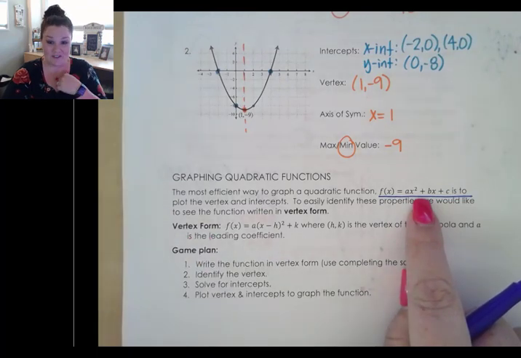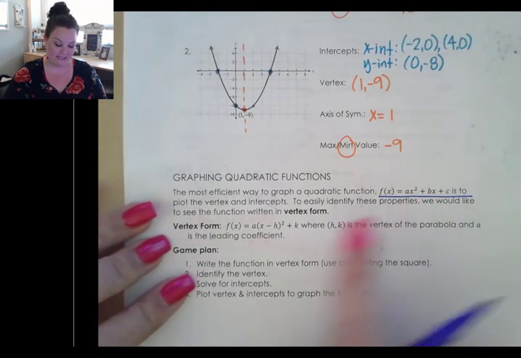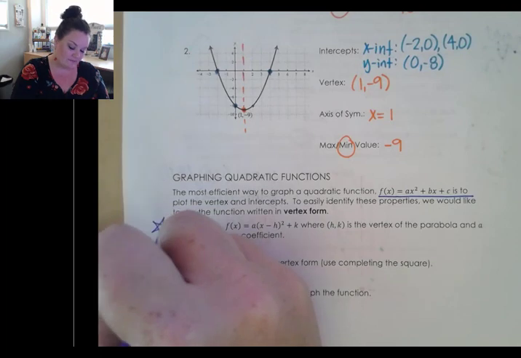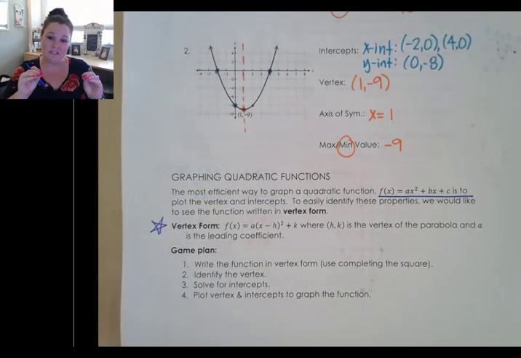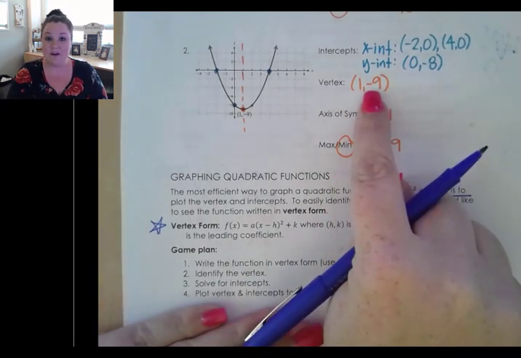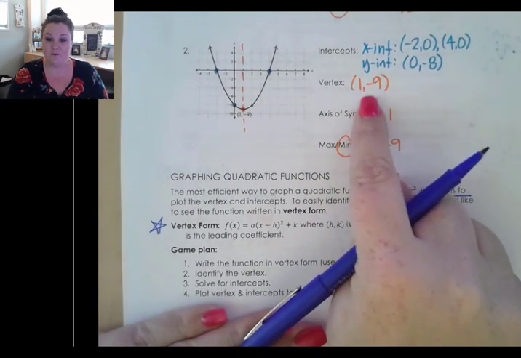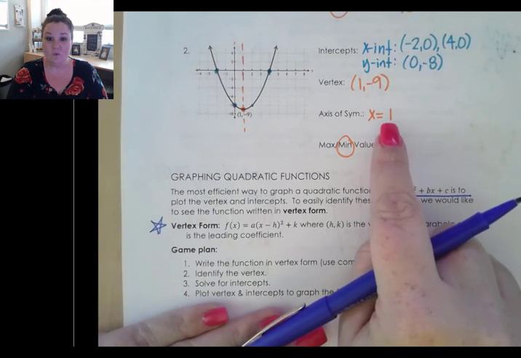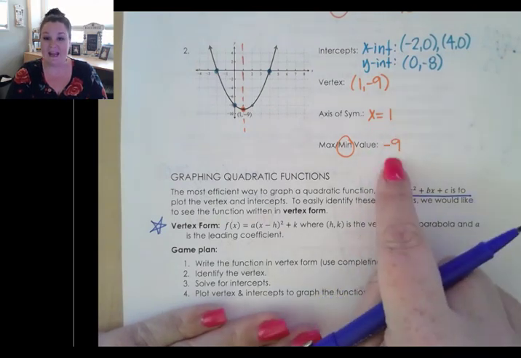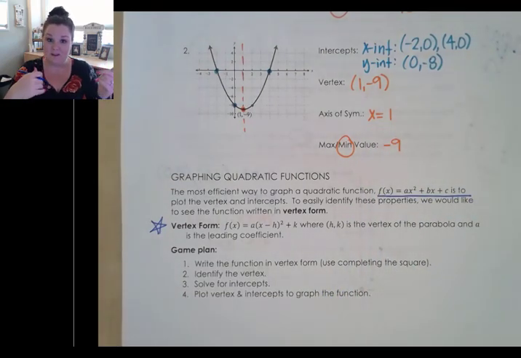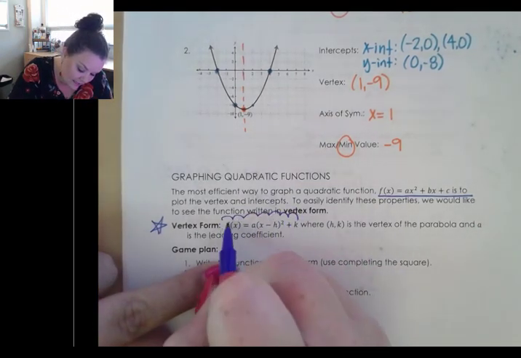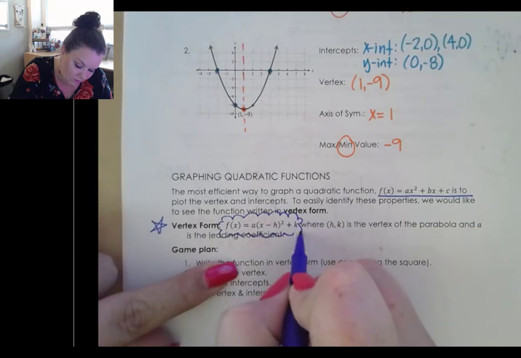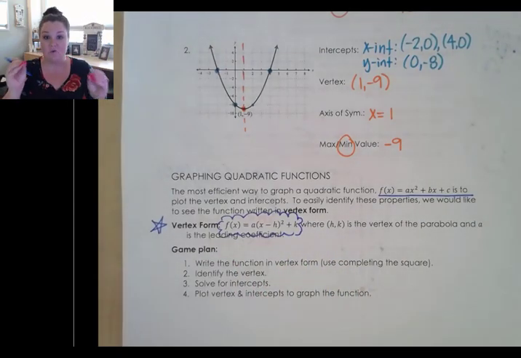But how we want to write it is in vertex form. Vertex form makes our life so much easier, because if it's written in vertex form, we can easily identify what that vertex point is. So if we know the vertex point, then we can identify the axis of symmetry and if it's a max or min value. Okay, so here's what vertex form looks like. And this is how we want to write all of our quadratic functions or equations.